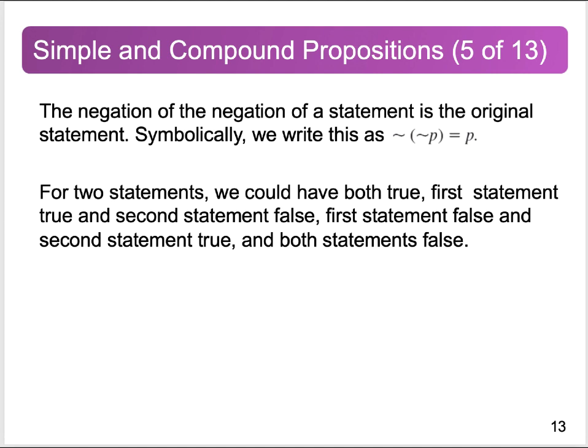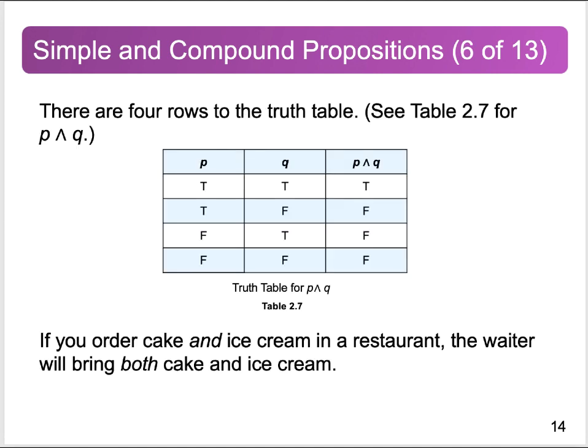Now when you have two statements, they could either both be true, the first one could be true and the second one could be false, the first could be false and the second could be true, or they could be both false. When we look at how that plays out with two statements, an AND statement is only true when both of the simple statements are true to begin with. So if you have a true statement and a true statement, the conjunction will be true. But when you have a true statement and a false statement, the conjunction is false. One is true, but also one is false. Overall, the conjunction is false.